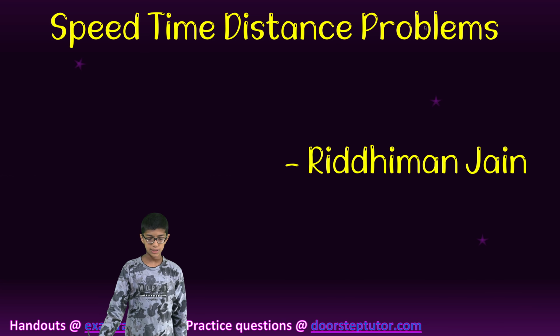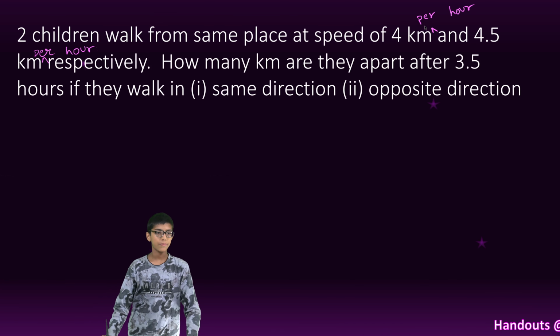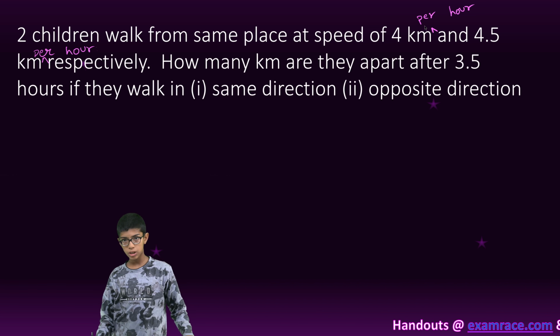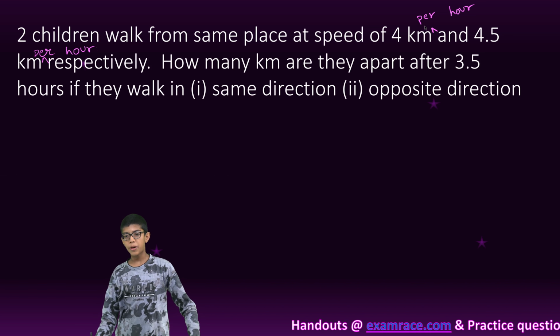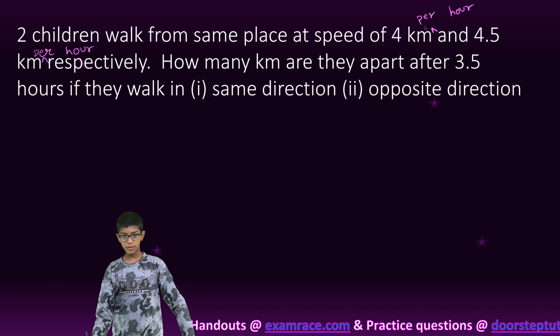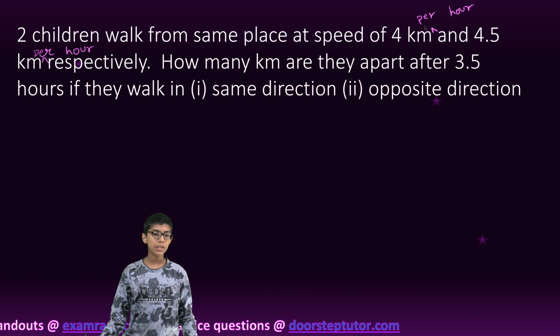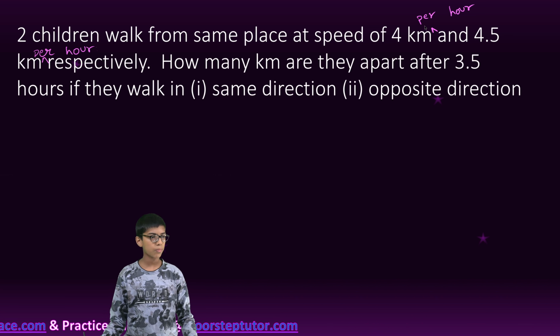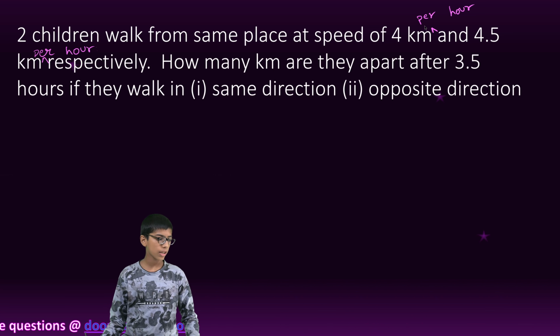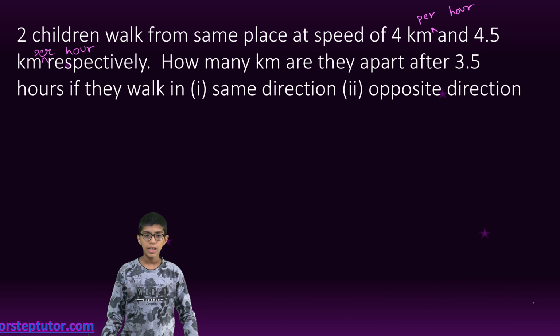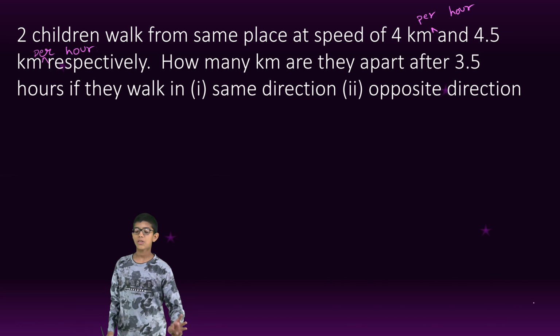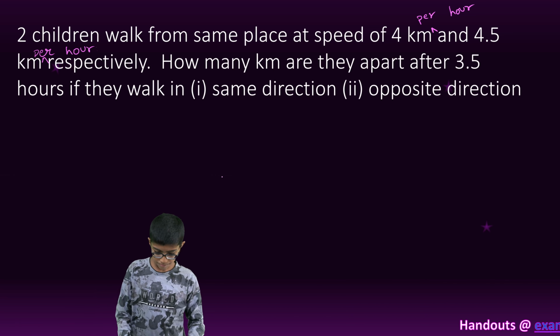Questions on speed, distance and time. Two children walk from the same place at a speed of 4 km per hour and 4.5 km per hour respectively. We will assume these children as A and B. How many kilometers are they apart after the end of 3.5 hours if they walk in first, the same direction, and second, the opposite direction? So there are two subparts of this question.